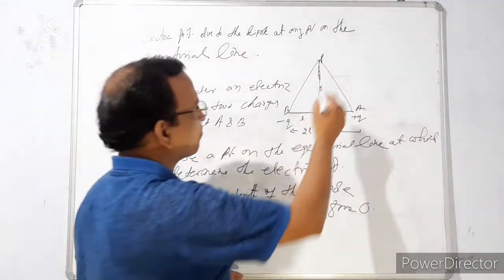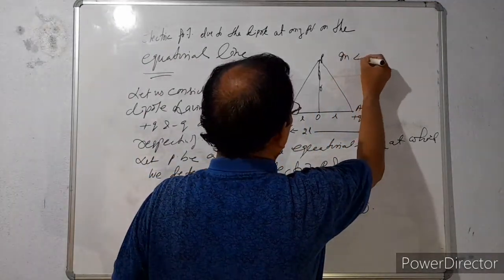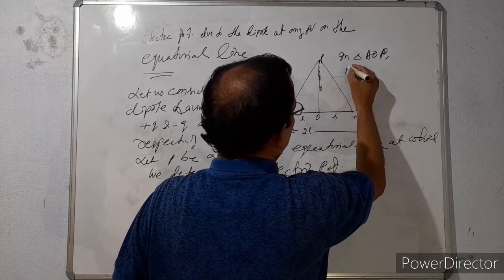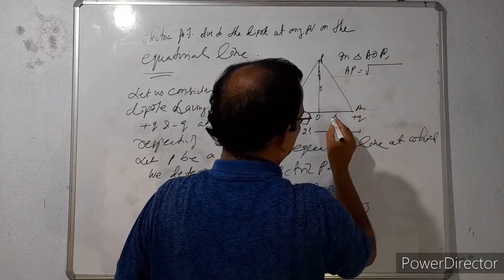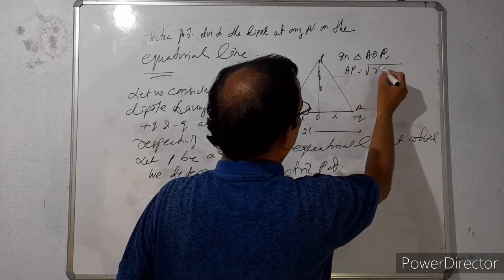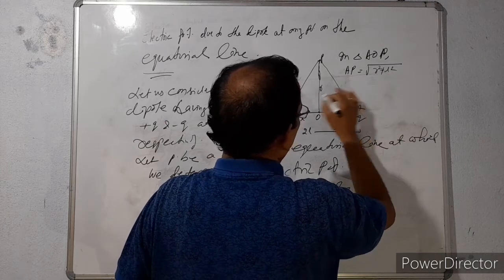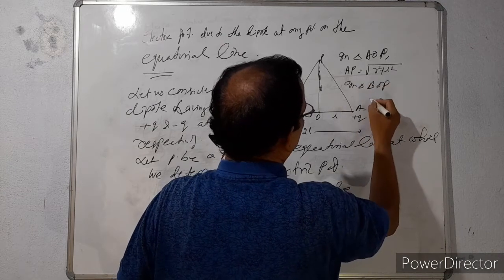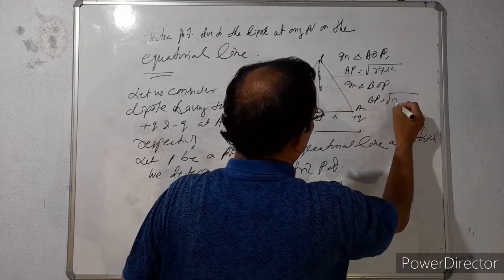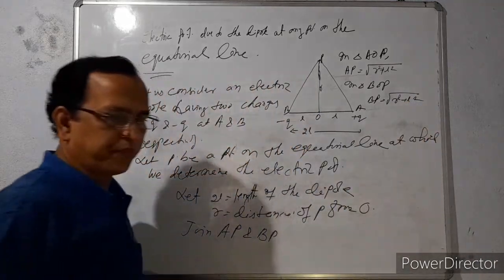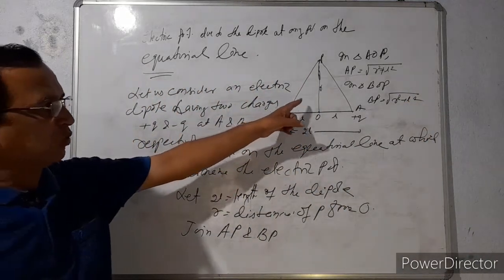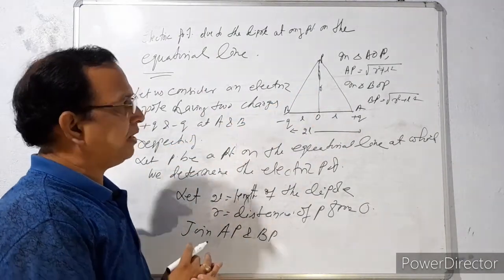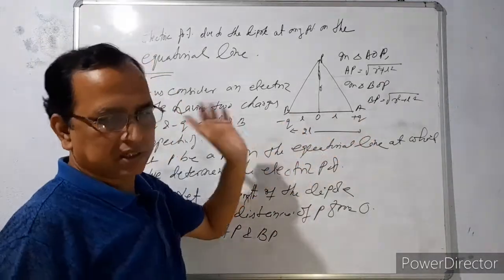What is AP? In the triangle AOP, AP is equal to root over of R square plus L square. Also, in the triangle BOP, BP is equal to root over of R square plus L square. So AP and BP are both equal, that is root over of R square plus L square. Now we find out the potential at P due to the plus charge and due to the minus charge.